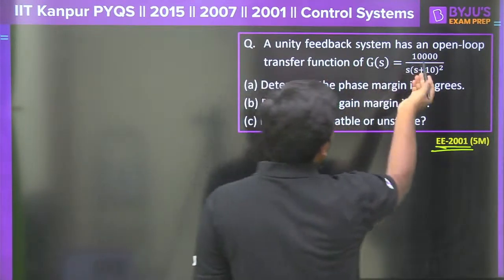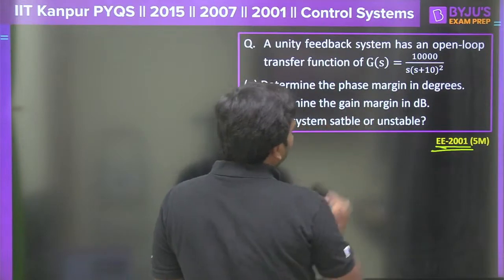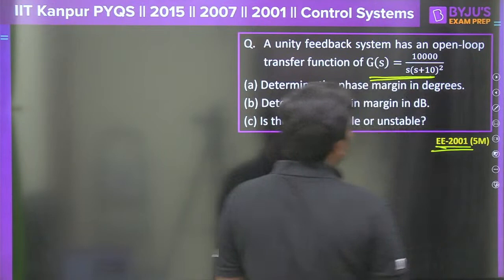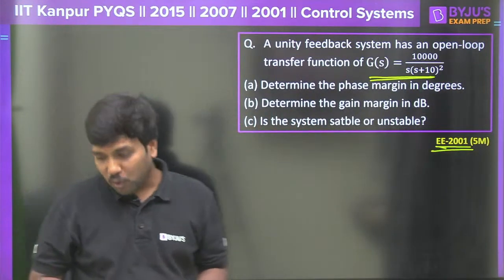A unity feedback system has an open loop transfer function G of s is equal to 1000. In fact, 10 power 4 divided by s into (s plus 10) whole square here.